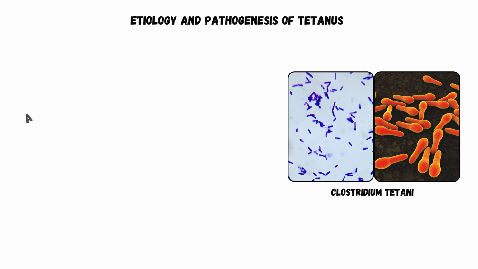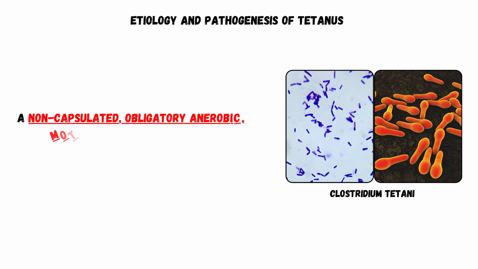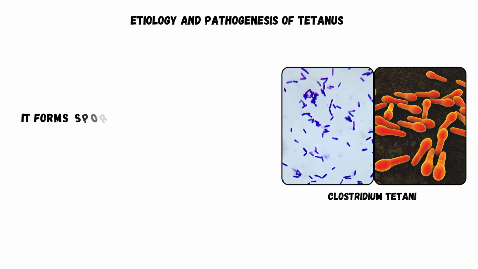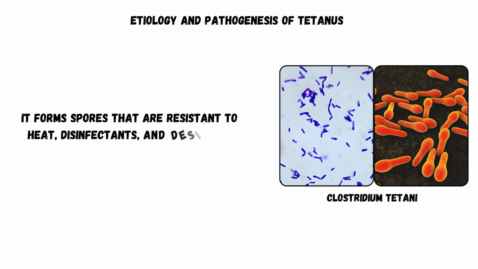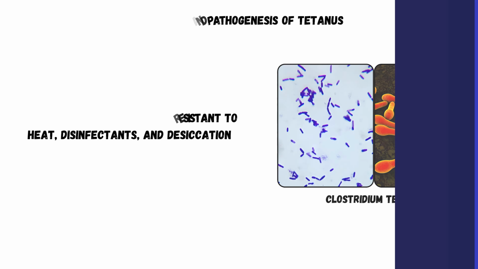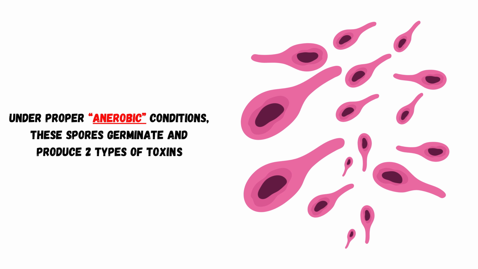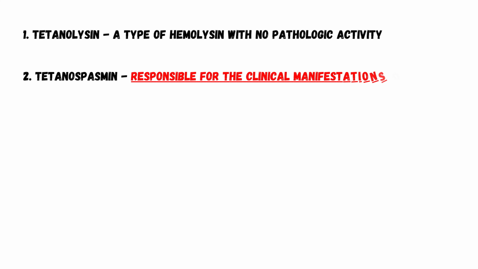Clostridium tetani is a non-capsulate, obligatory anaerobic, motile, gram-positive bacillus. It forms spores that are resistant to heat, disinfectants, and desiccation. Under proper anaerobic conditions, these spores germinate and produce 2 types of toxins: tetanolysin, a type of hemolysin with no pathologic activity, and tetanospasmin, which is responsible for the clinical manifestations of tetanus.